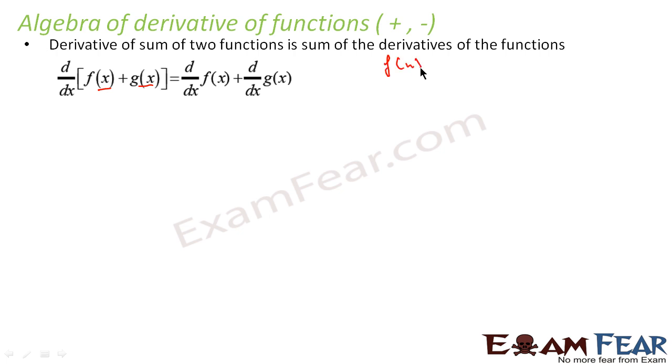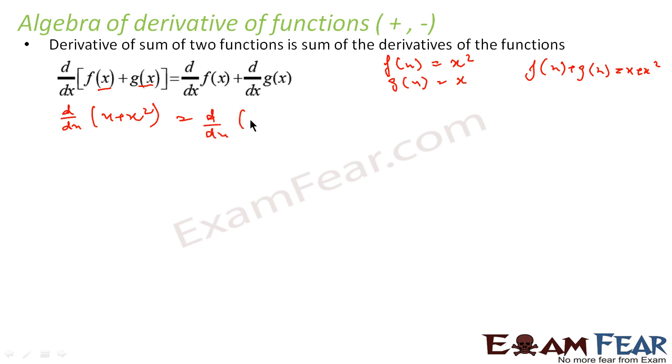For example, f(x) is equal to x squared and let's suppose g(x) is equal to x. Right? Now if you want to find f(x) plus g(x), that will become x plus x squared. Correct? Now if I want to find d by dx of f(x) plus g(x), that is d by dx of x plus x squared. This will always be equal to d by dx of x plus d by dx of x squared. This will always be equal.